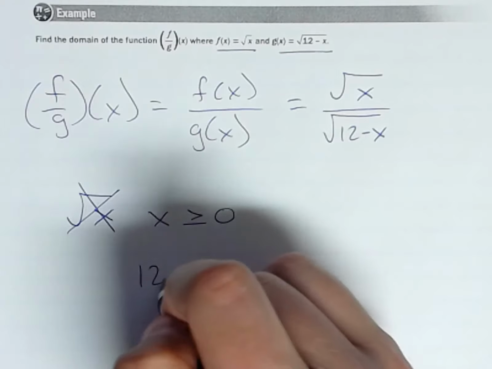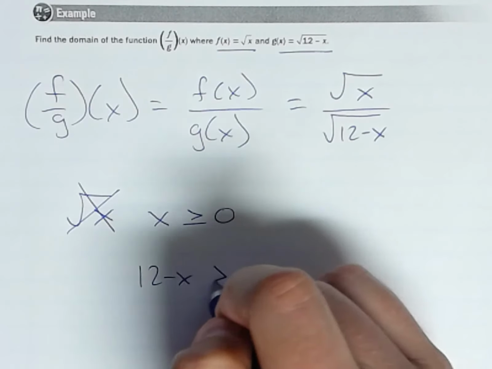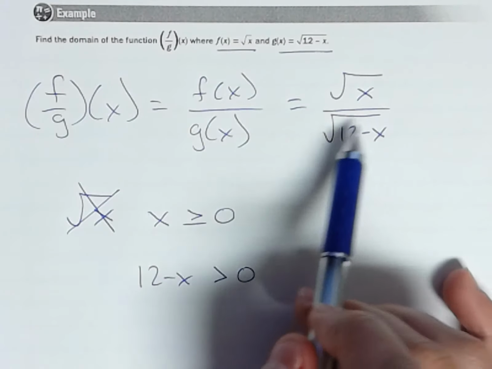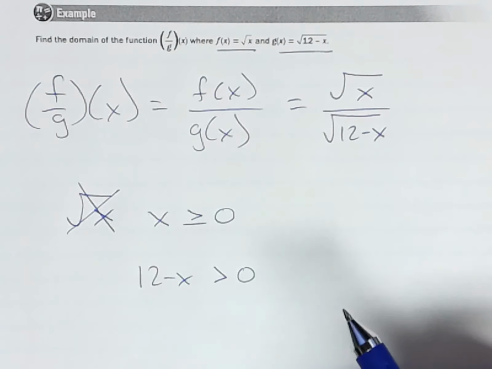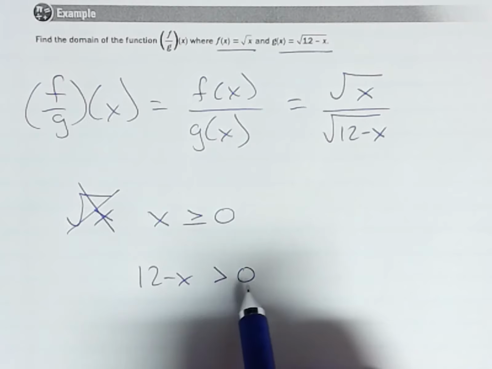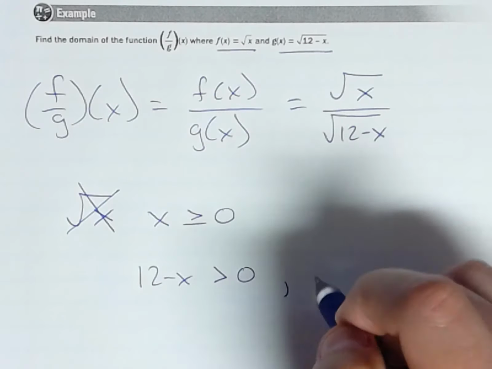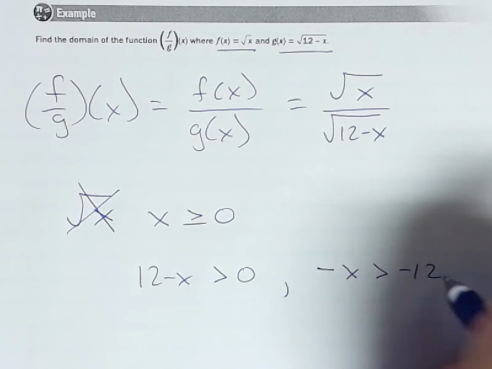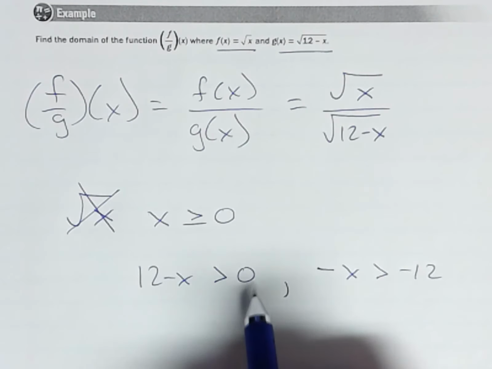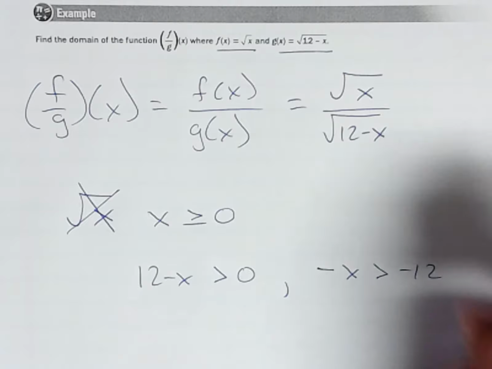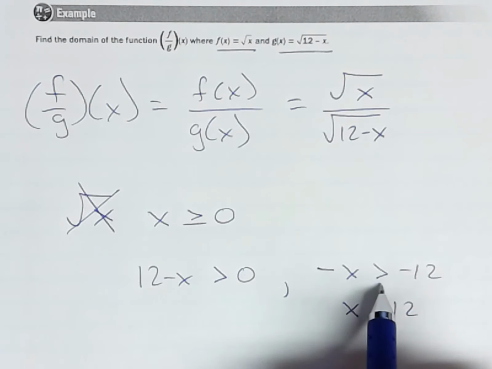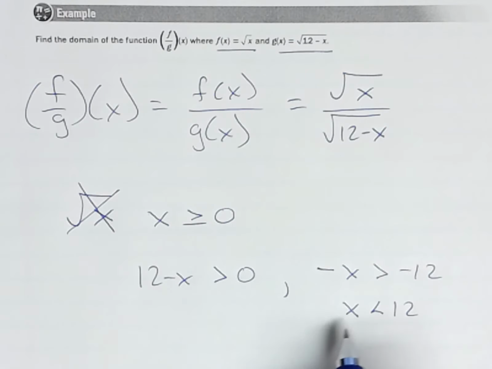12 minus x has to be greater than 0. It can't be equal because it's in the denominator, and so we can't divide by 0. So now if I solve this, I get negative x greater than negative 12. So if I subtract that 12 over, then divide through by the negative, I get x is less than 12. Remember, I have to reverse my inequality symbol when you multiply or divide by a negative.